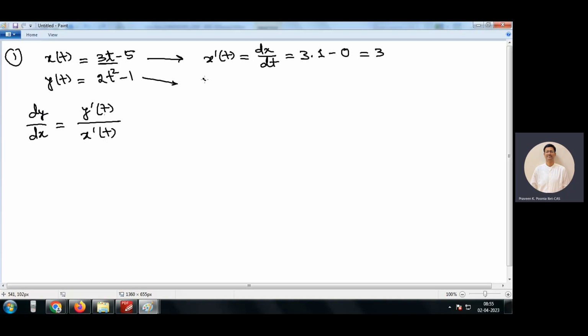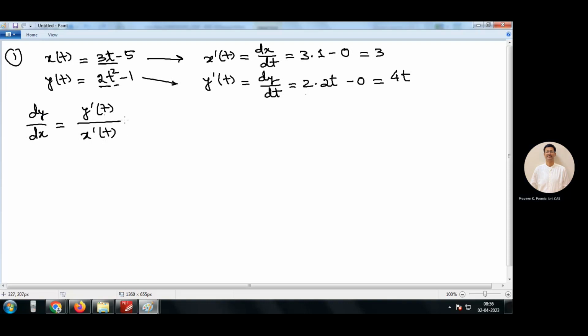Now, if you want to calculate the value of y prime t, what do you mean by y prime t? dy by dt. Clear? So now calculate the derivative. 2, what is the derivative of t power 2? It is twice of t. Minus the derivative of the constant 1 is 0. So what is the answer? The answer is 4t. Put the values here. So the answer is 4t divided by 3. So this is dy by dx in terms of t. We can calculate it directly. Clear?